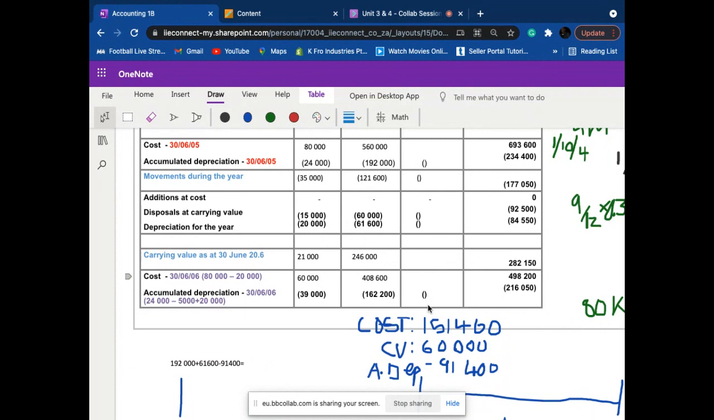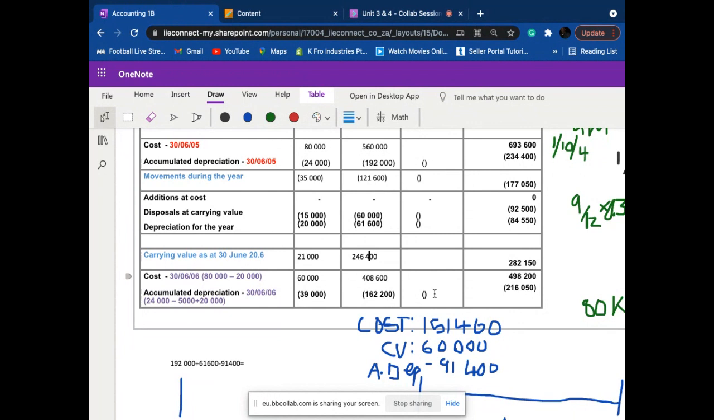So your carrying value, 400. 400. All right. Okay. So can you see it's good to check, to play around with both, to check if you made a mistake.